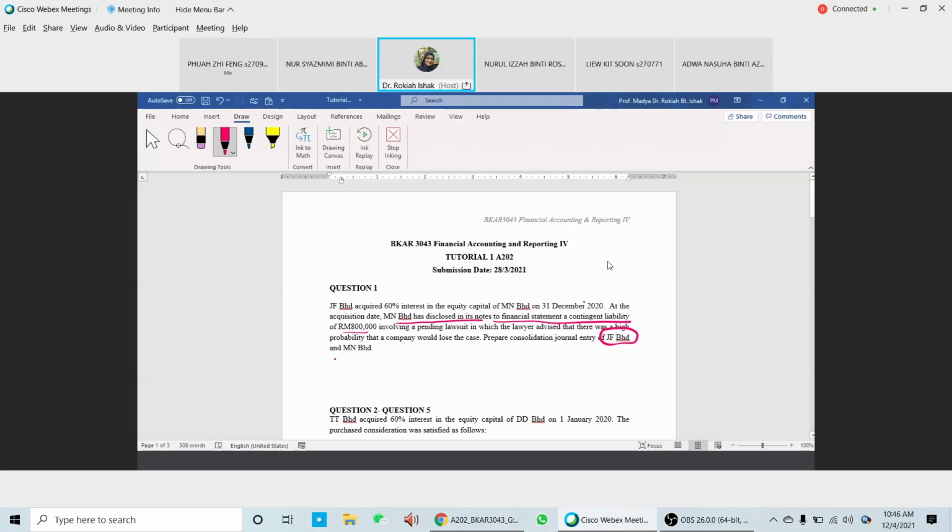Okay, my answer is debit revaluation reserve and credit lawsuit liability of 800,000. Okay, you're going to debit your revaluation reserve and then credit, what else? The credit side? Lawsuit liability. Yes, lawsuit liability. Okay, so 800 and 800.